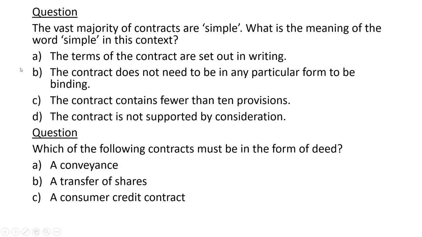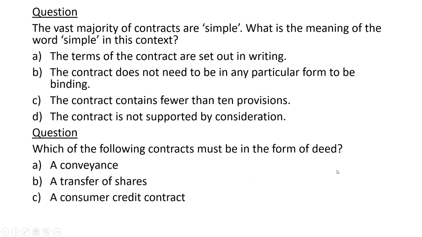Coming to the question, the vast majority of contracts are simple. What is the meaning of the word simple in this context? The terms of the contract are set out in writing. The contract does not need to be in a particular form to be binding. The contract contains fewer than 10 provisions. The contract is not supported by consideration. So B option is the correct one. The contract does not need to be in any particular form to be binding. It can be in oral form, in written form, or by conduct in a simple contract.